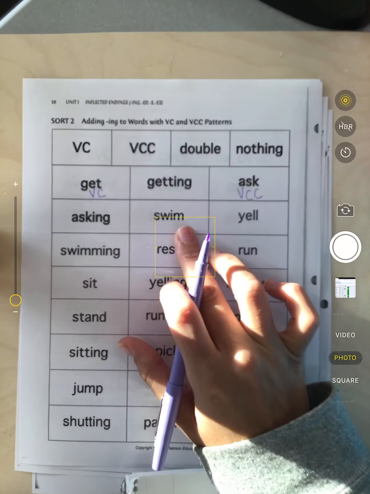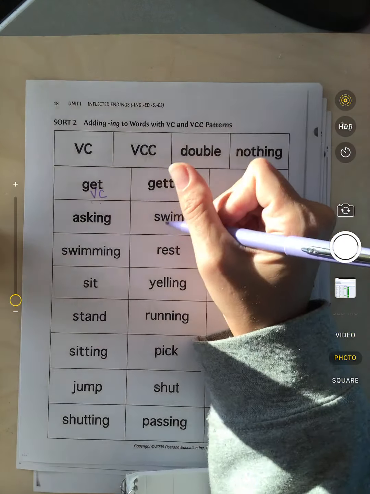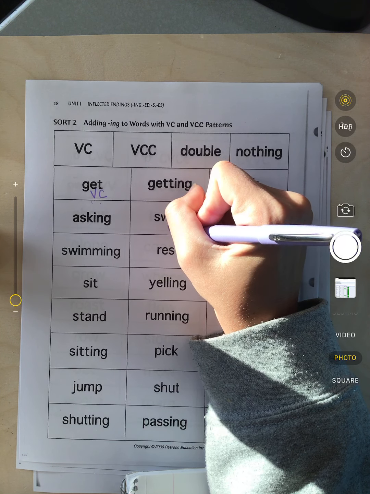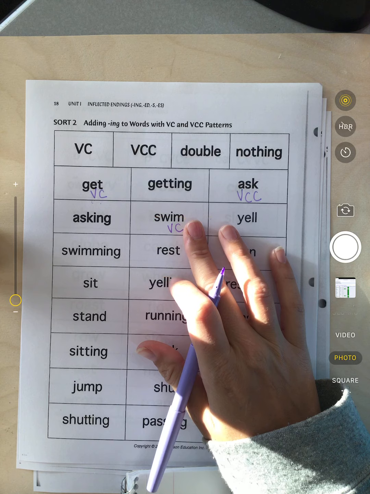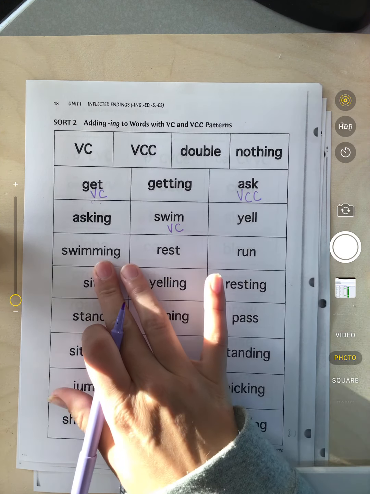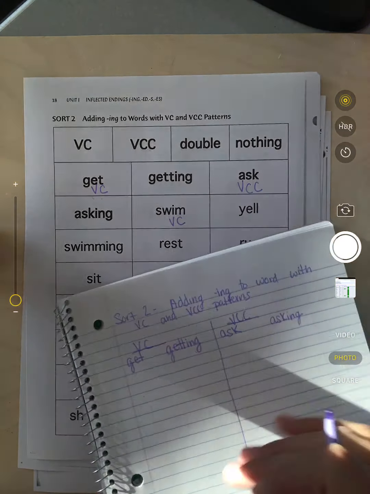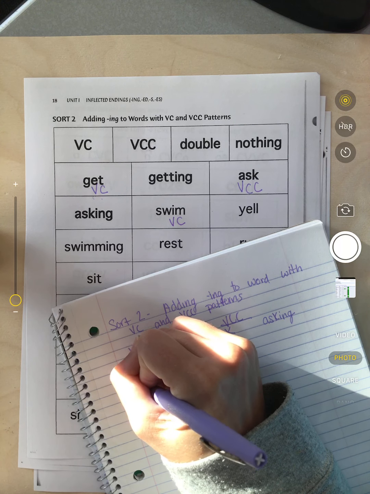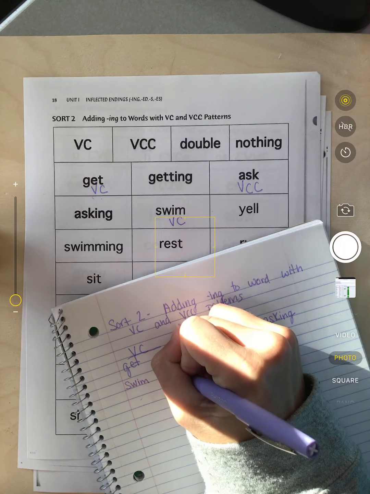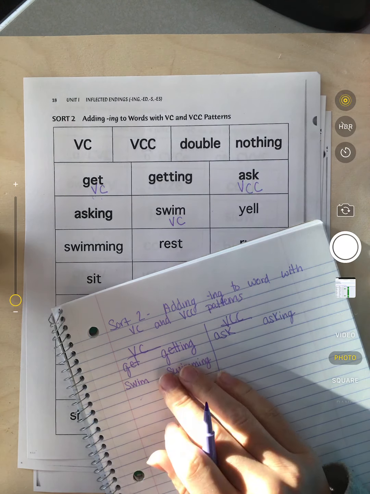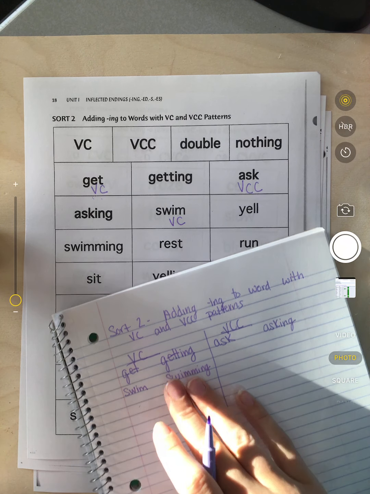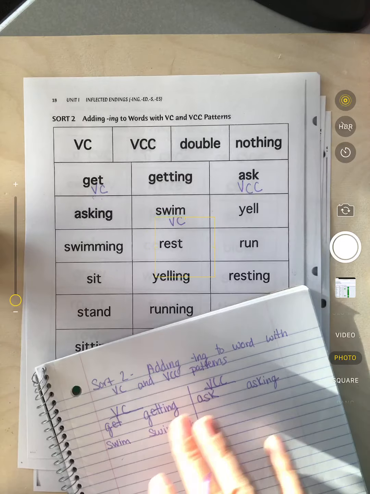I'll do another one. So I look at swim. I'm going to find the vowel, which is the I, and after it is the consonant. Okay? And then I want to find the ing form, which is swimming, which is right here. So I'm going to add swim and then swimming to my sort. Then I'm going to do one more.